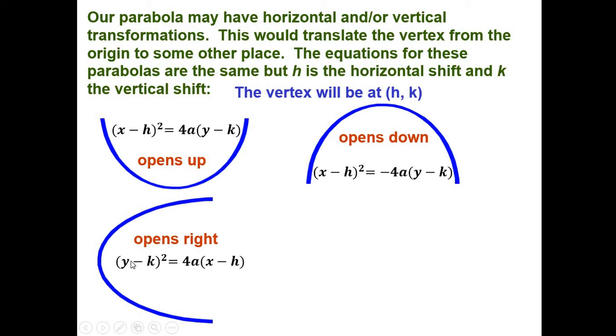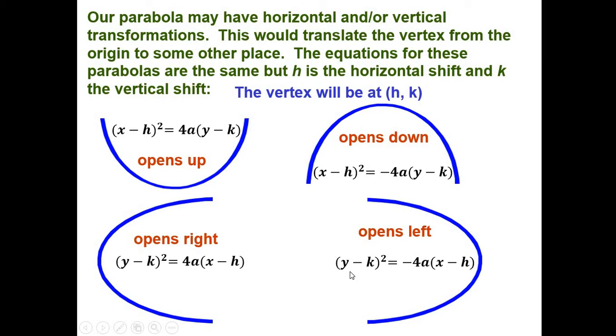If it opens to the right, y is being squared and 4a is positive. If it opens to the left, y is being squared and 4a is negative, right? Those are the differences between the four parabolas which have different directions. So let's start with case 1.